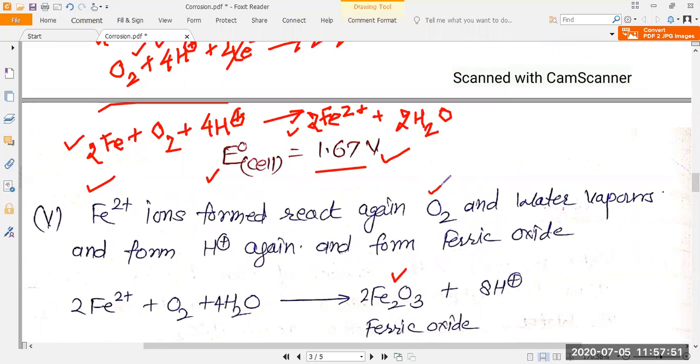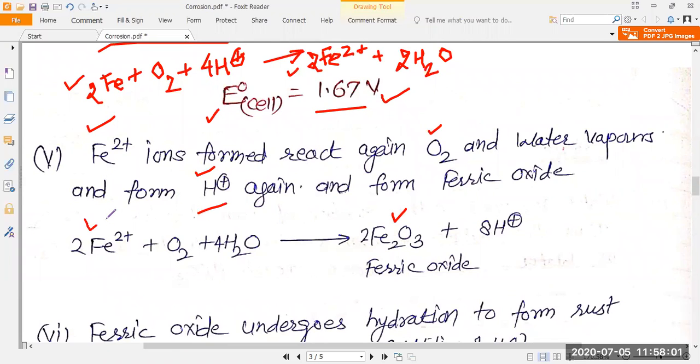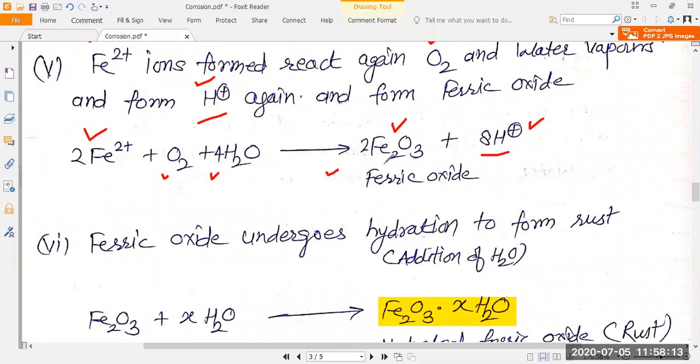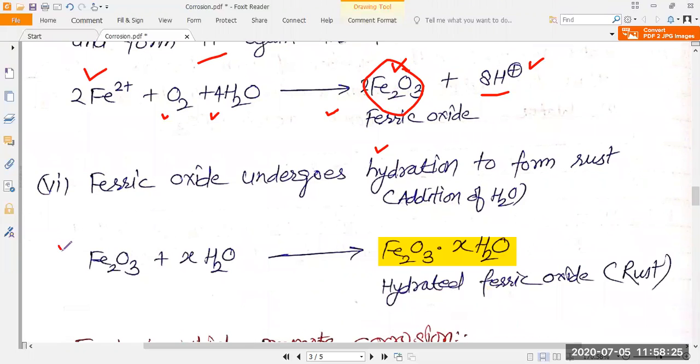It reacts with oxygen and water vapors and forms H+ ions, and again forms ferric oxide. This is the reaction: Fe2+ reacts with oxygen of the atmosphere and water vapors present in the atmosphere and forms ferric oxide, and 8H+ is released. This ferric oxide undergoes hydration. It also reacts with H2O molecules present in the water vapors and forms rust. This is the final formula of the rusting.